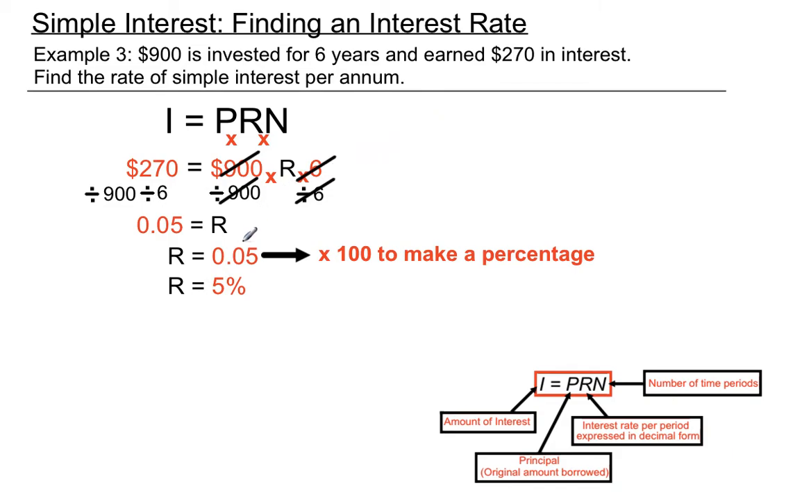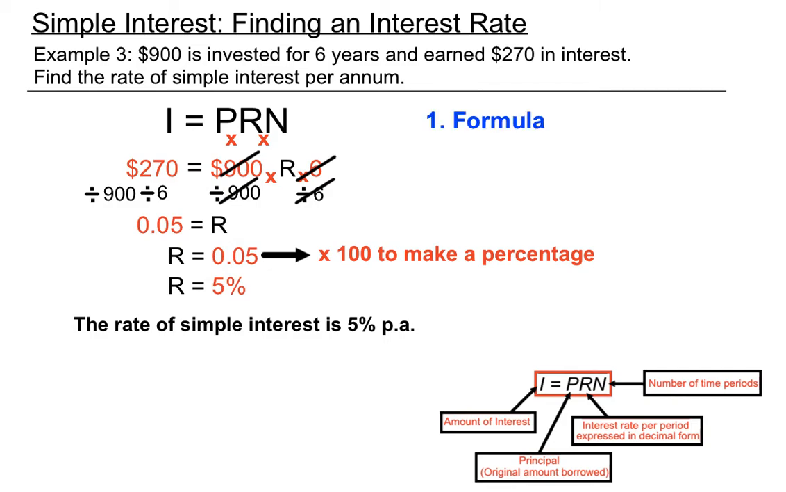So we have to remember that when we get a decimal answer for these questions, finding interest rates, we'll times it by 100 to turn it into a percent. We want to work in percents in the end there. So we've found that after working with the simple interest formula, the rate of simple interest under those arrangements described in the question is 5% per annum.